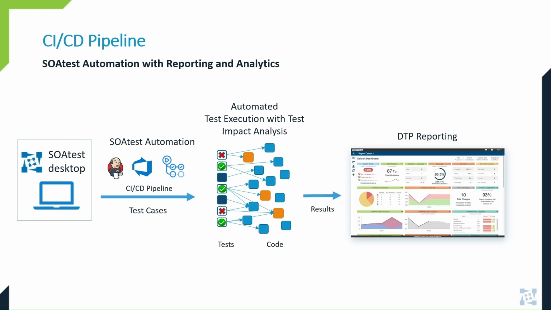Results are then published into Parasoft DTP platform for reporting and analytics, providing management with a centralized view of quality. Reports can also be automatically sent back to CI/CD platforms for viewing testing outcomes and gating builds.